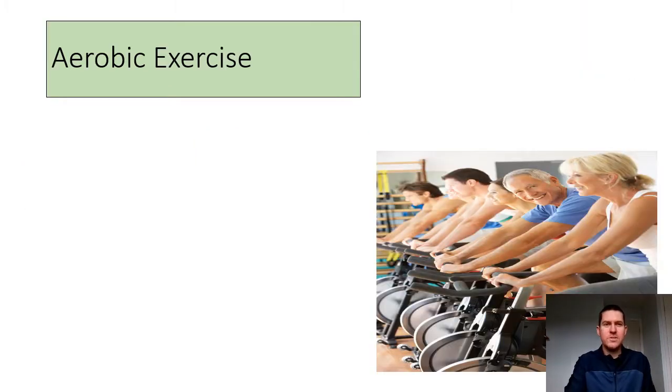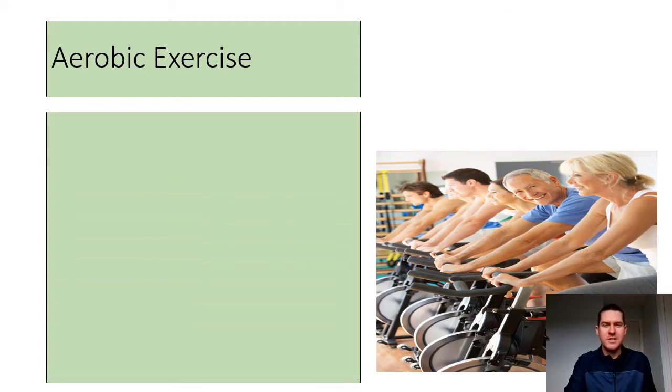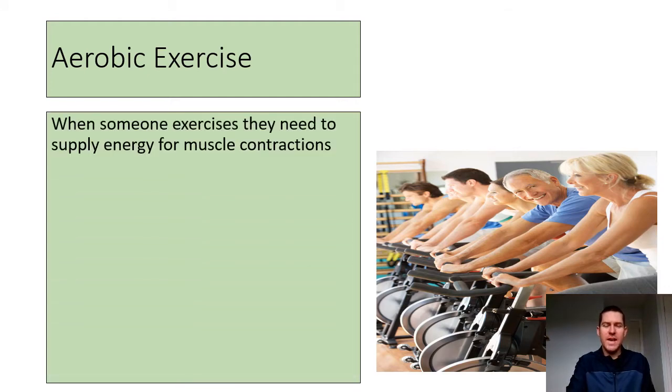Okay, so first of all, let's look at aerobic exercise. First and foremost, when we do any form of exercise or any sporting action or any movement in particular, our muscles contract in order to help our skeletal system, our bones, to move and for us to actually move. So in order for us to exercise, we need to supply those muscles with the energy that is required for those muscle contractions to take place.